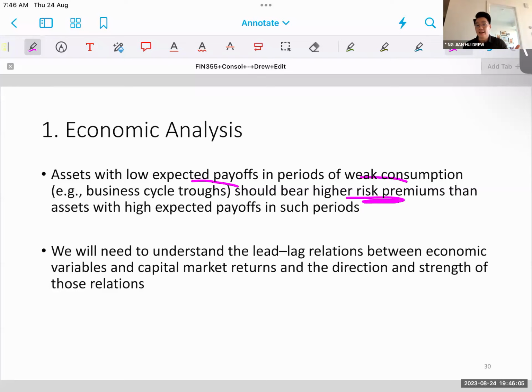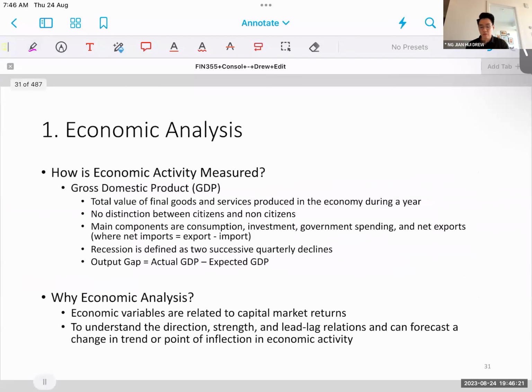There could be assets that go in opposite direction, and therefore the risk premium would be different. So we need to understand: are there any lead-lag relationships between the economic variables and how the market responds? There is a good long list of various lead-lag measures that we'll look at. But before that, the idea of economic analysis is that it's based on a few factors, right?